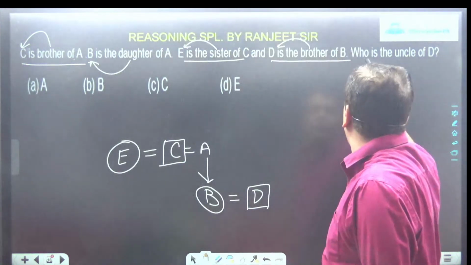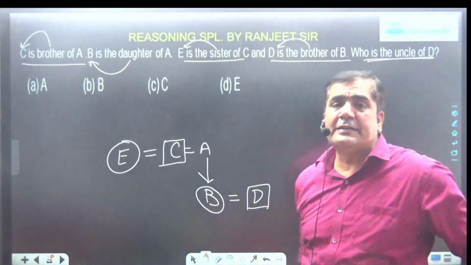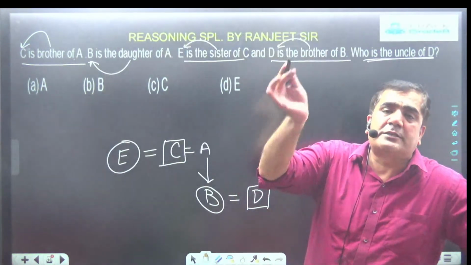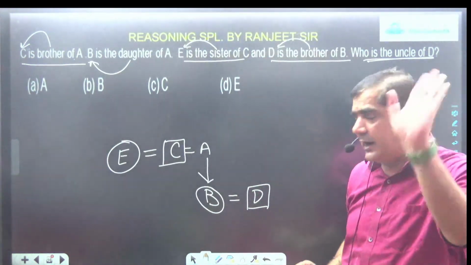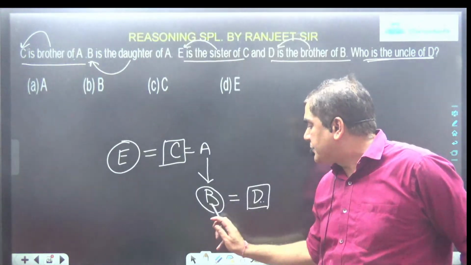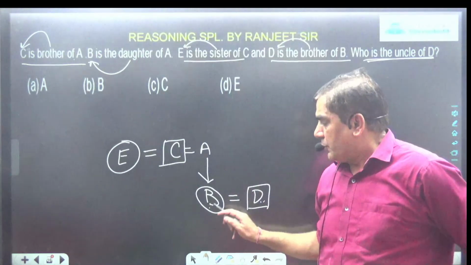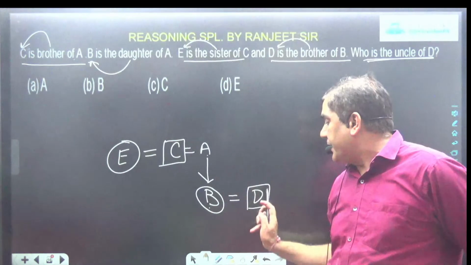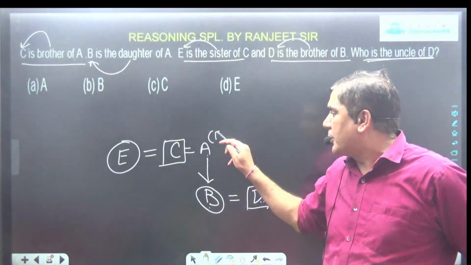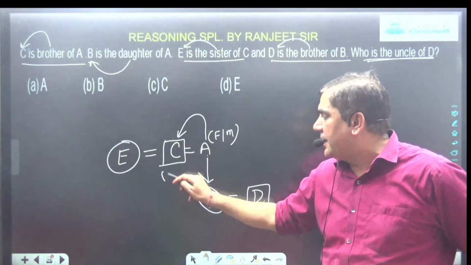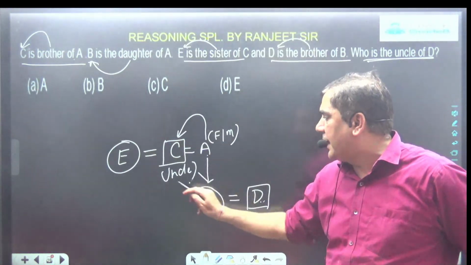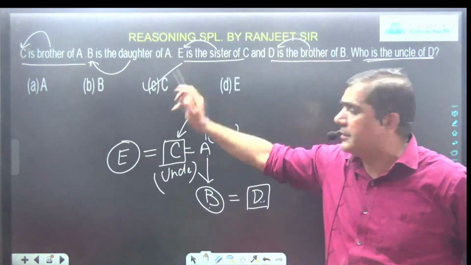Now the question is, who is the uncle of D? Uncle is nothing but D's father or mother's brother will be uncle. So D is over here. These two are brother sister. So B's father or mother means D's father or mother. So this will be father or mother of D. And brother is C. So I will say C is the uncle. So who is the uncle? The answer comes out to be C.